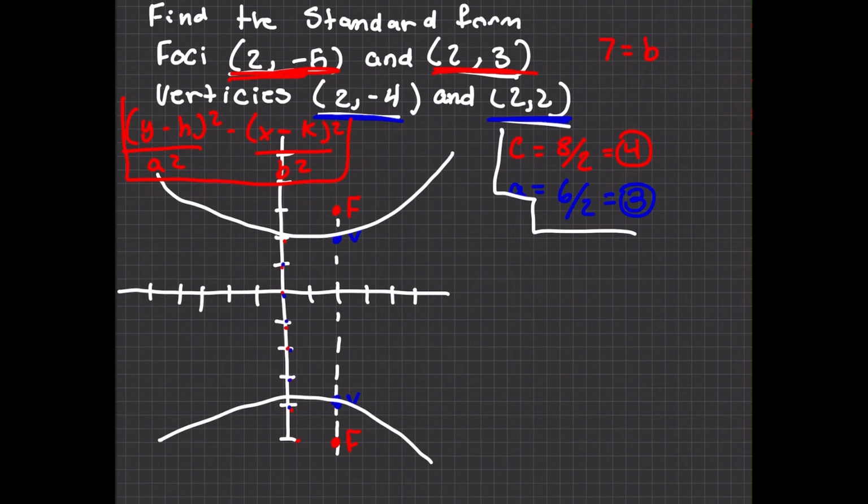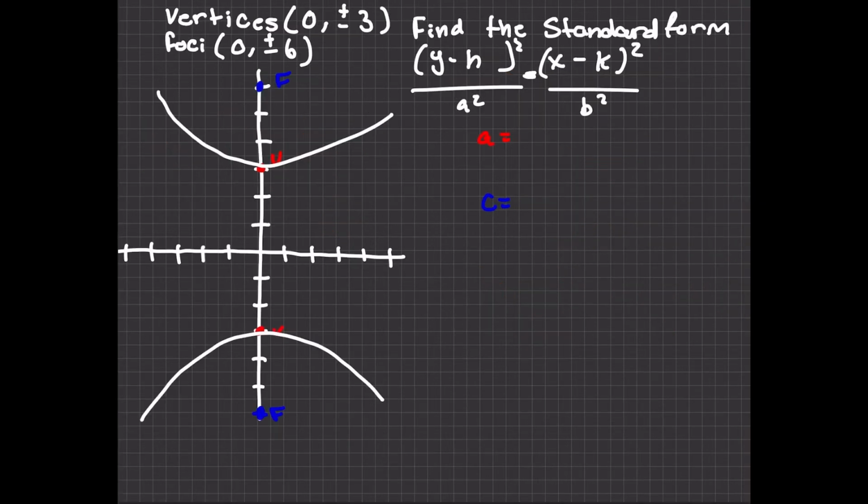So now we have A, B, and C. So we can start plugging it in the standard form. And it would give us our answer, which is this. Don't get too nervous about the symbol. It's just meaning positive or negative. So positive or -3, positive or -6.